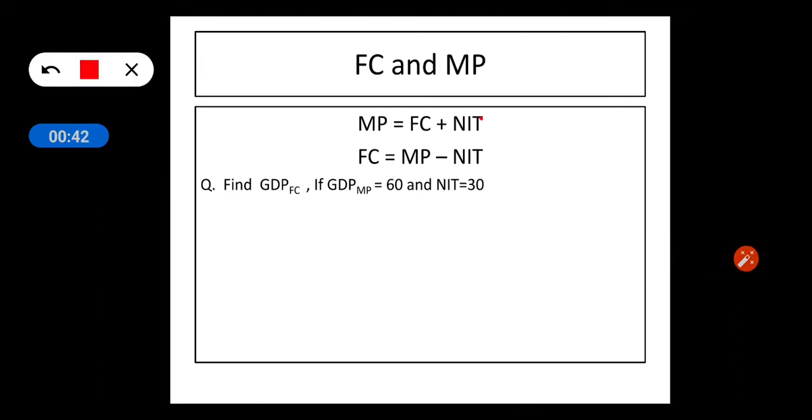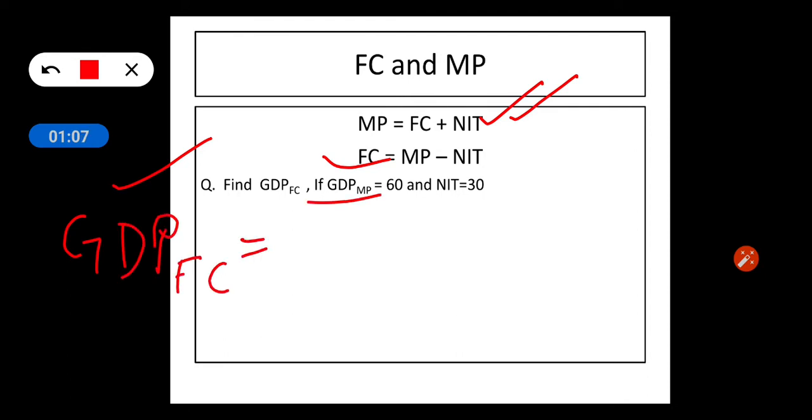Market price is a sum of factor cost and net indirect tax. If we subtract net indirect tax from market price, we get factor cost. Okay. Now let us see how FC and MP are converted. We have to find GDP at factor cost from the given GDP at market price.